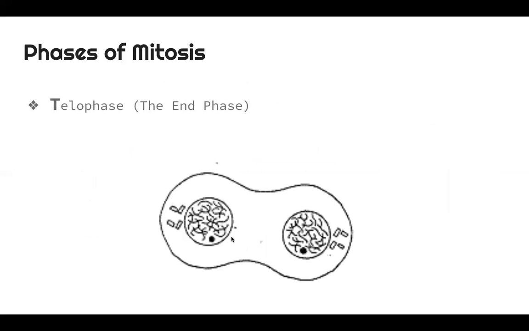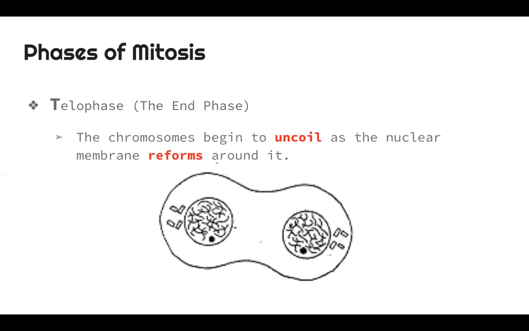Then we have telophase. So now things are starting to look a little different. This is the end phase. So the chromosomes are going to start to uncoil. So remember, they got condensed and they made that really nice X shape. Well, now they don't need to be quite so condensed and organized. So they're going to start to uncoil once they get to their ends of the cell, and that nuclear membrane is going to form around them again.